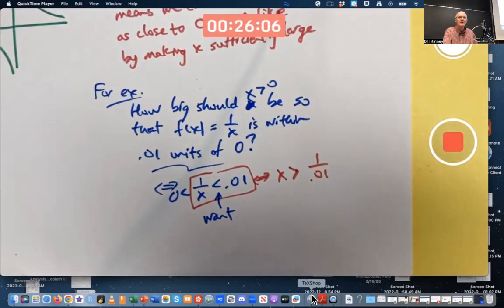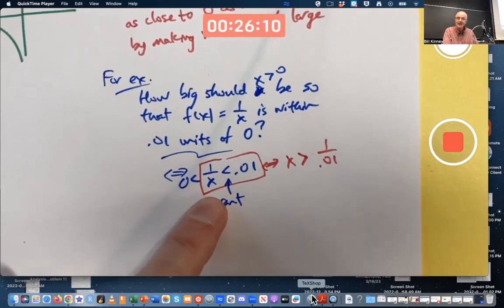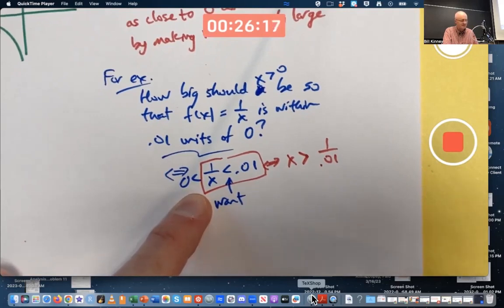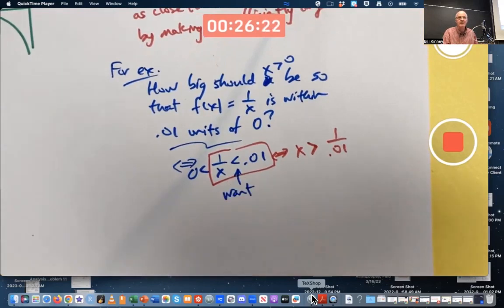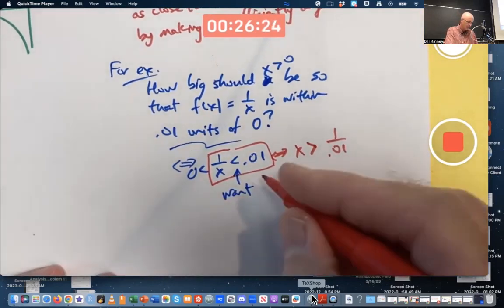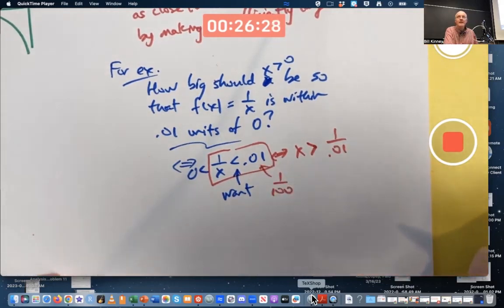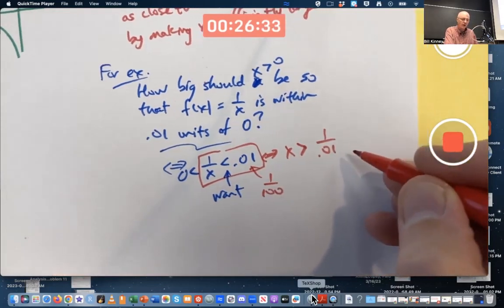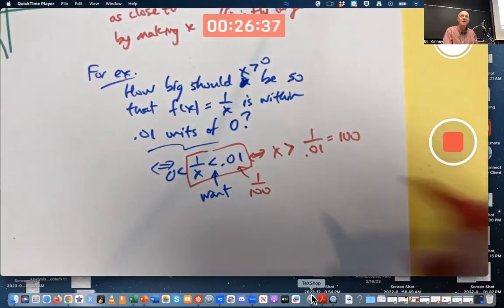People sometimes have a hard time with inequalities. I'm using less than signs there. That means 0 is less than 1 over x. So in other words, 1 over x is bigger than 0, positive. And 1 over x is less than 0.01. 1 over x is supposed to be a very small number here, less than 1/100th. That's equivalent to x itself being a very big number, bigger than 1 over 0.01, 1 over 1/100, which is 100. That's how big x needs to be.